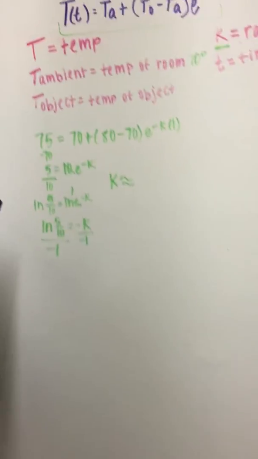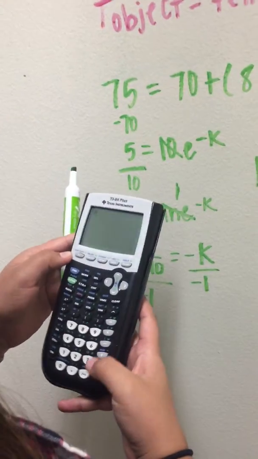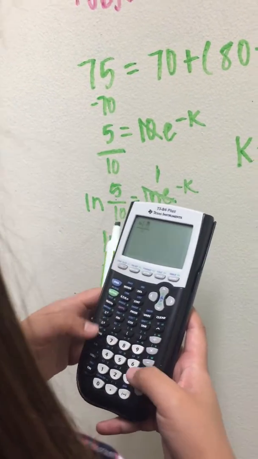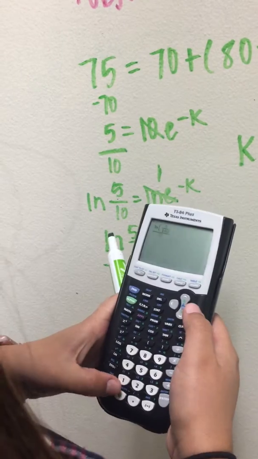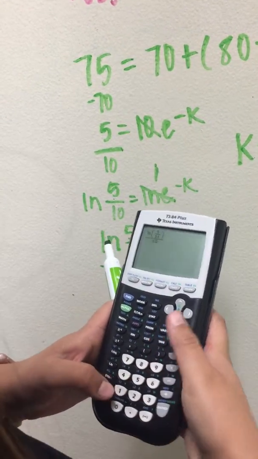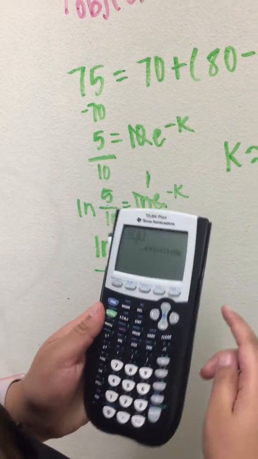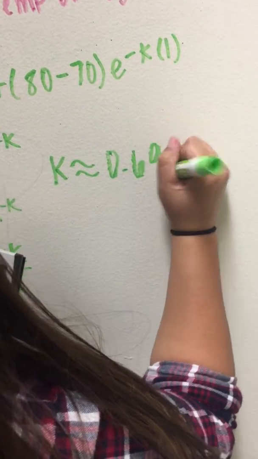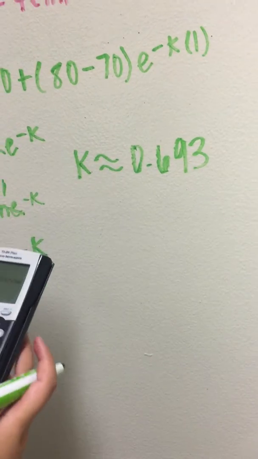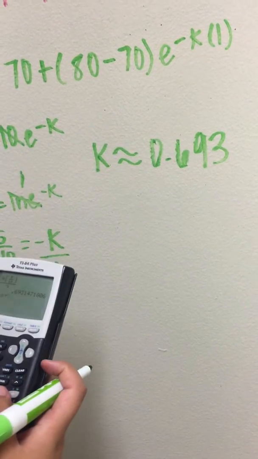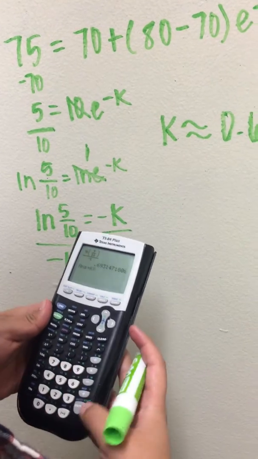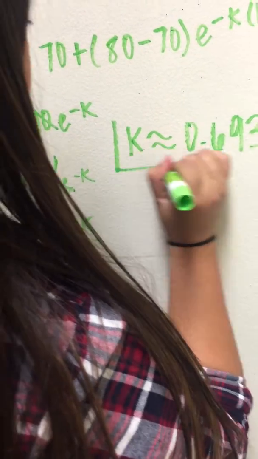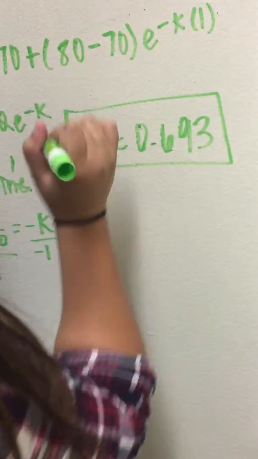So we're going to go to our calculator, and we're going to do ln(5/10), and then divided by negative 1. And it's going to give us 0.693. And then we're going to store this, store alpha K. Okay, so K is the rate of decay. So we're going to use this to find T.